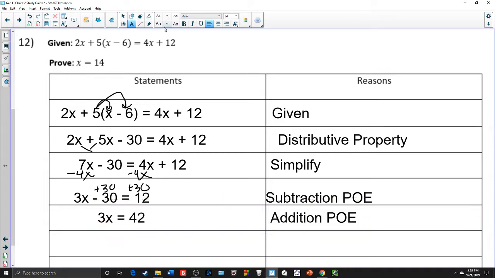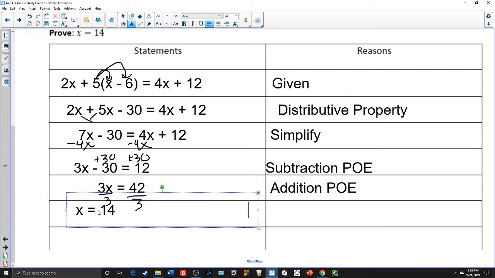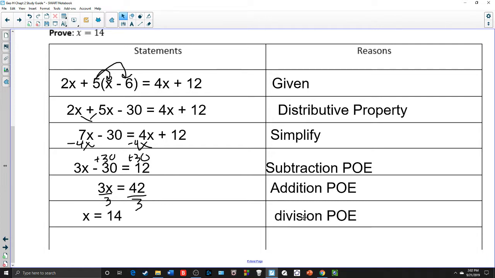And then last but not least, I would divide by 3 on both sides. So divide by 3, divide by 3. And I would end up getting x is equal to 14. And that would be by the division POE. Remember, POE just means property of equality. So that's an algebraic proof.